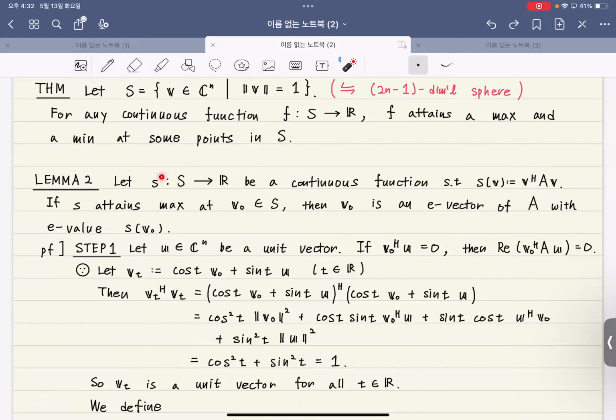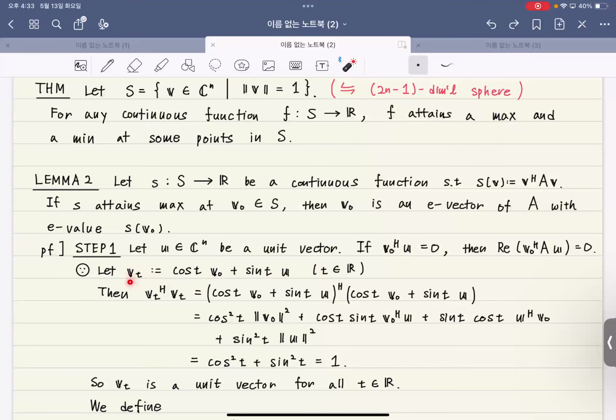And if this small s attains a maximum at v0, then v0 is an eigenvector of A with eigenvalue s of v0. So in this case, you are always guaranteed to find an eigenvector and eigenvalue for any invariant subspace. This is the key point. Why? Well, just choose any unit vector. Step number 1: if v0 and u are orthogonal to each other, then the real part of this guy equals 0. So how do I prove this?